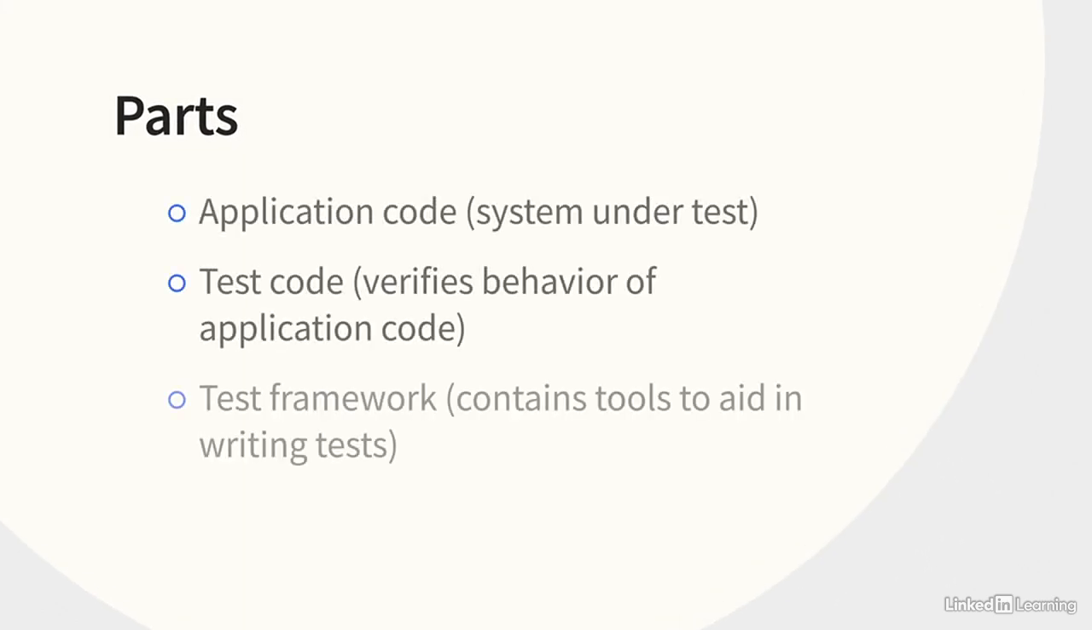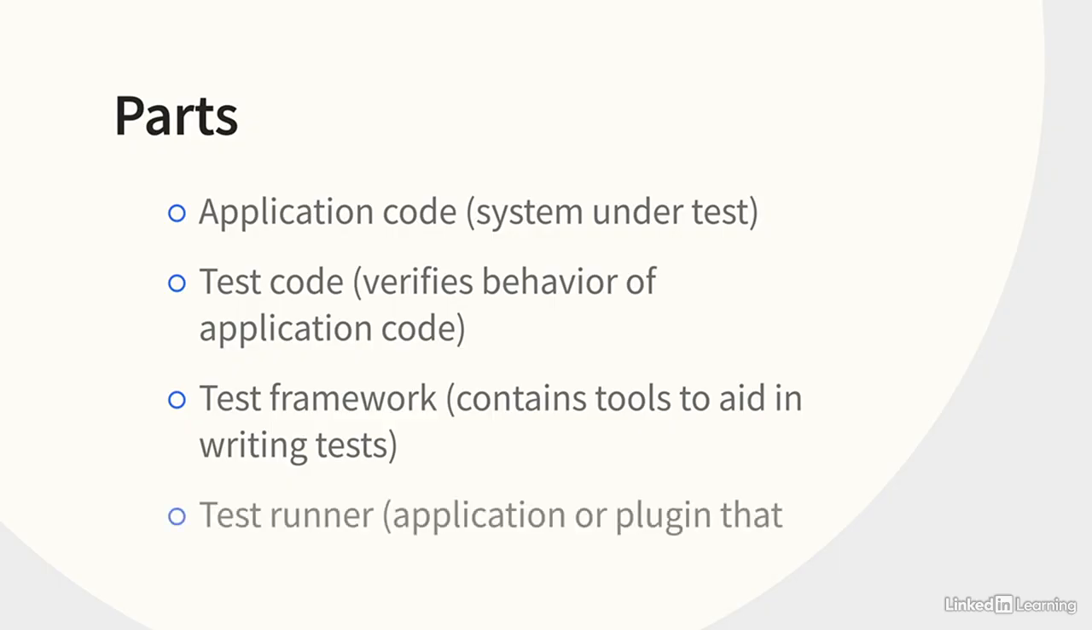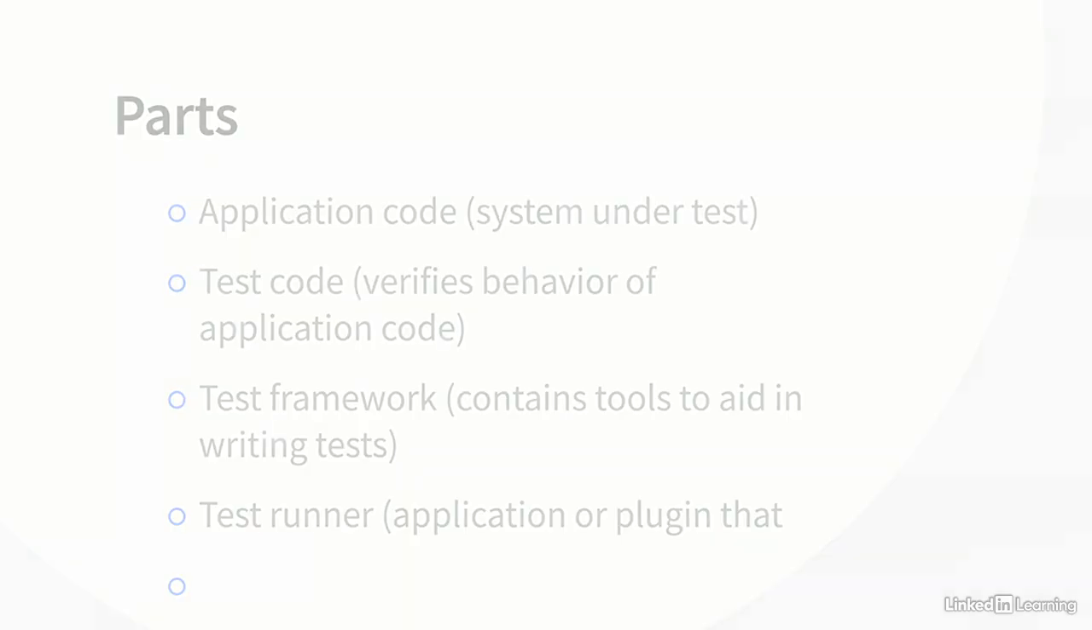There are additional parts. We use a test framework because it contains tools that aid in writing tests. The most common helper is the assert class, which we use to assert whether a value or object matches our expectations. Most test frameworks have a matching test runner, the application or plugin that runs the tests. There might also be a results viewer, which shows the information and results of a test run. Typically, you see these in GUI test tools and programming IDEs.